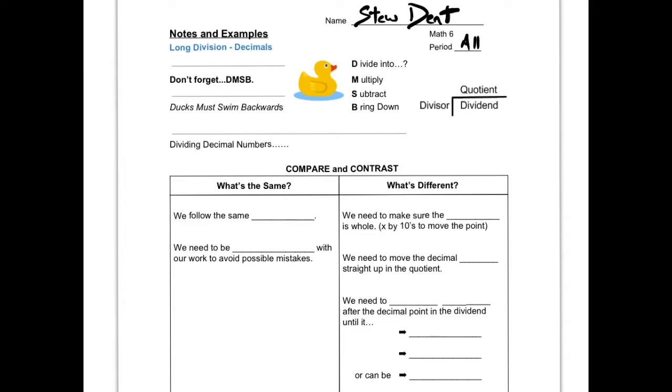First of all, don't forget that ducks must swim backwards. Remember, that's an acronym to remember the steps of long division. We divide into, then we multiply, then we subtract, then we bring down, and we repeat the steps when necessary.